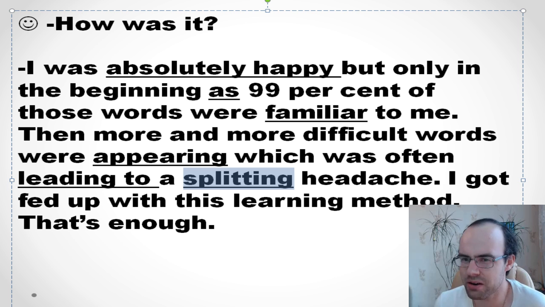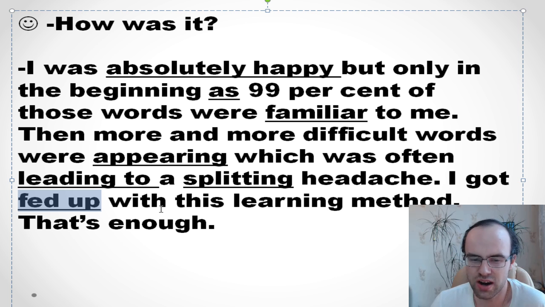So it was unbearable. Unbearable means I couldn't bear it. I couldn't tolerate it. Okay, and I got fed up with this learning method. Fed up with means that I got really bored with it. It became very boring for me, and that was enough. I didn't want to continue learning like that any longer. I was fed up. It was unbearable.